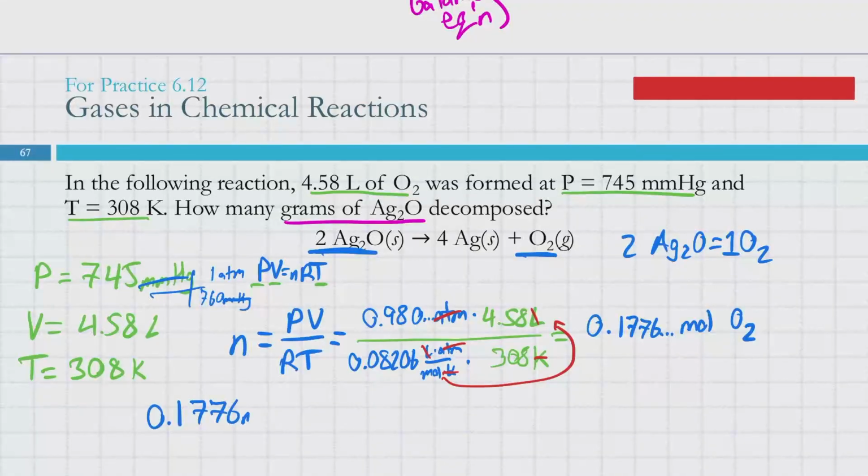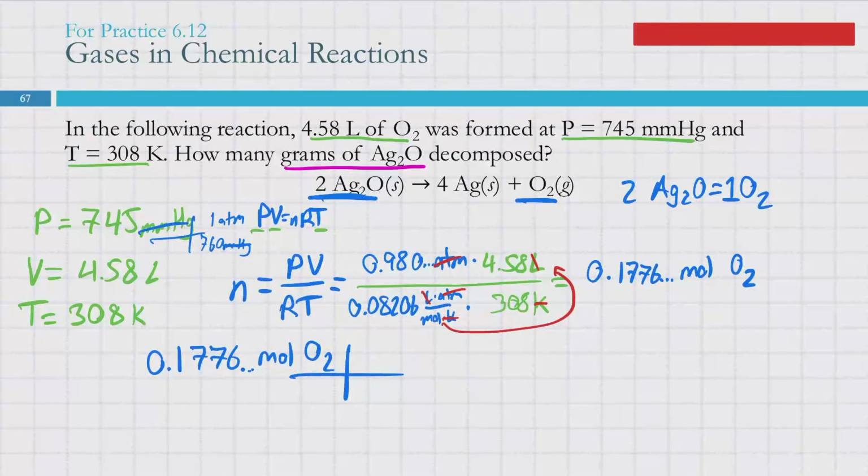So starting over here on the left with our 0.17 and change moles O2, we put the 1 O2 part of our conversion factor on the bottom, and the 2 Ag2O on the top. This makes our O2s cancel. So the moles of our silver oxide is 0.355 and change.